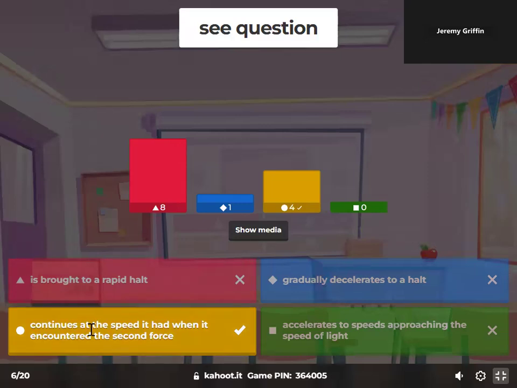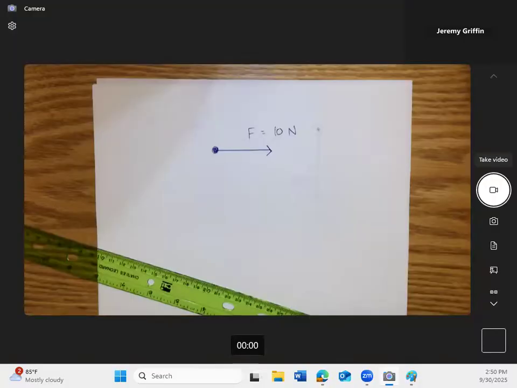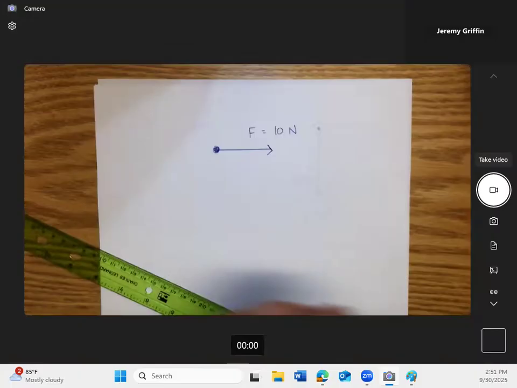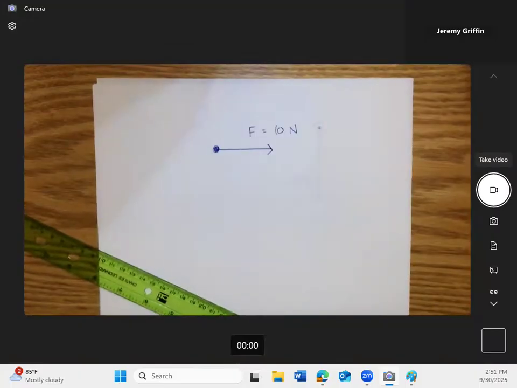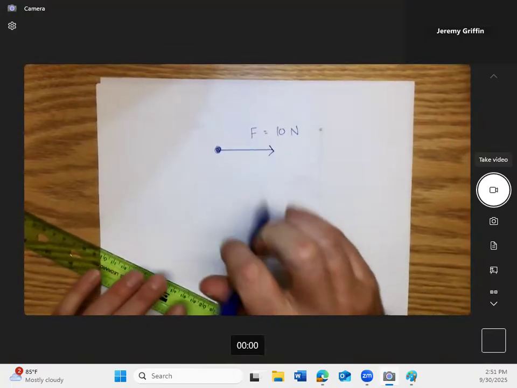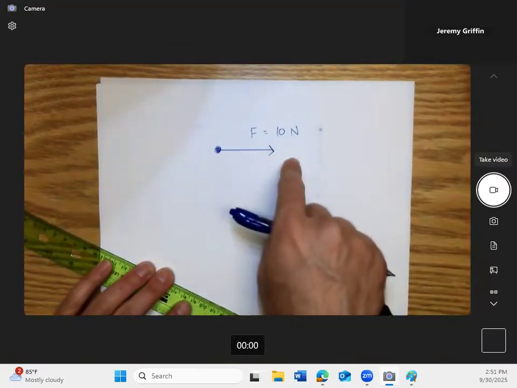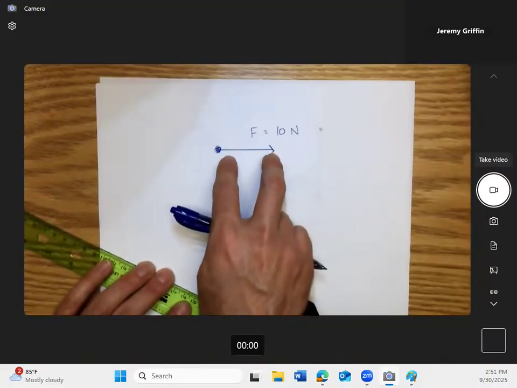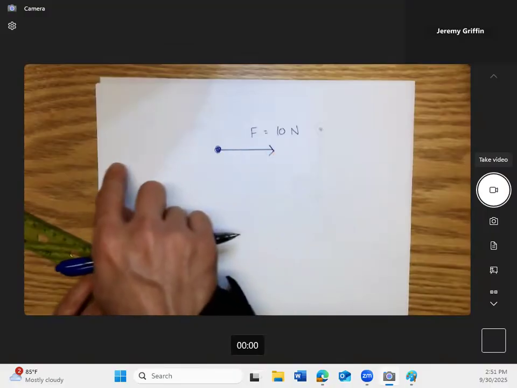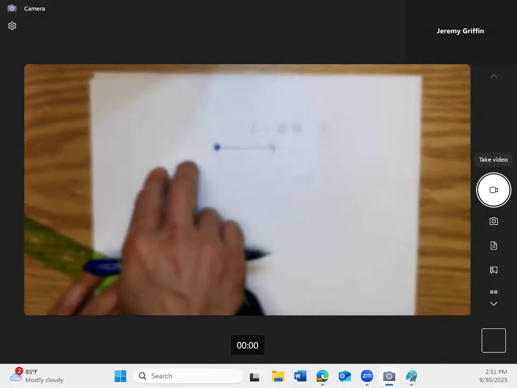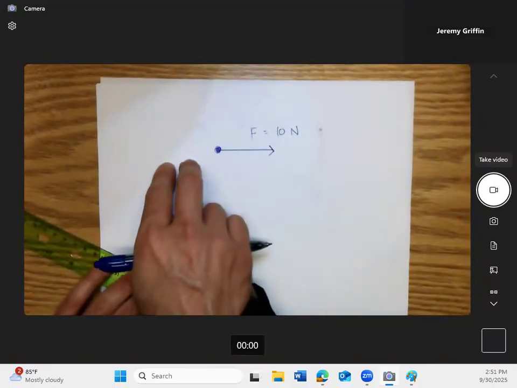So I'm looking for continues at the speed it had when it encountered the second force. And I'll show you guys why. Start off with the scenario. Here's the particle. Maybe it's in deep space, and there's just one force on it, maybe pushing it to the right. If there is a net force, would it be speeding up? Yeah. So it's going faster, faster, faster through space.